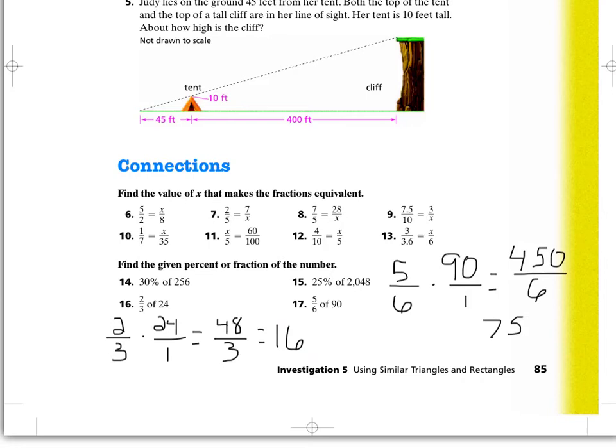Now for 17, you can do the same thing. 5 over 6 times 90 over 1. 5 times 90 is 450. 6 times 1 equals 6. 450 divided by 6 equals 75. And once again, if this is too fast, just stop the tape, back it up, and look at it again.